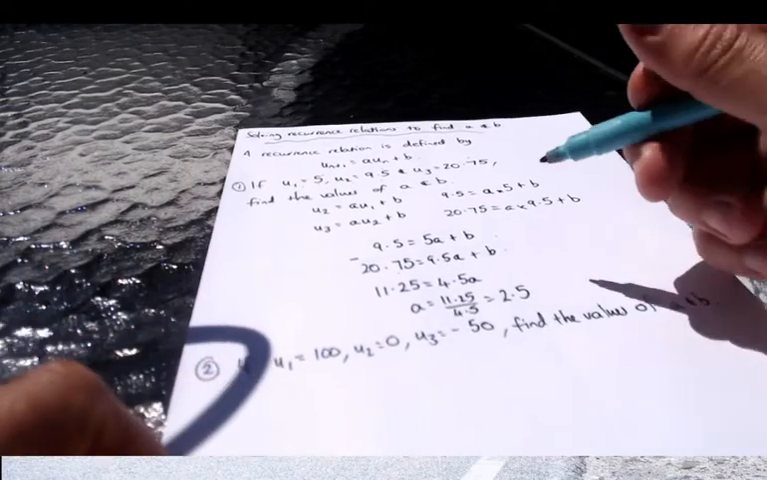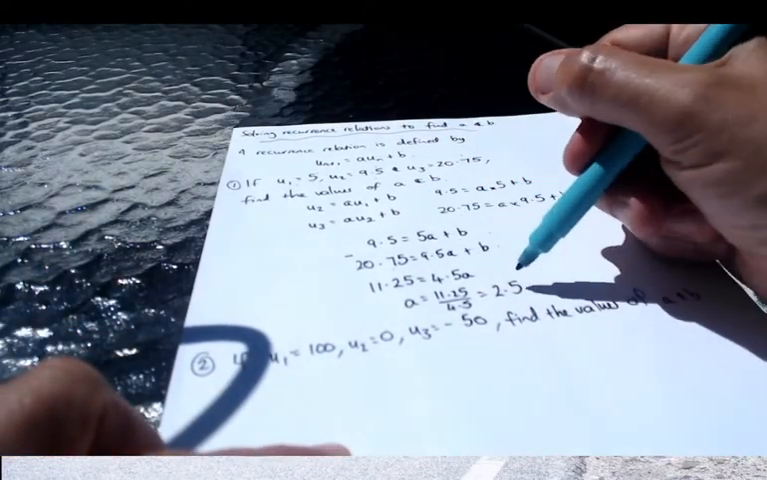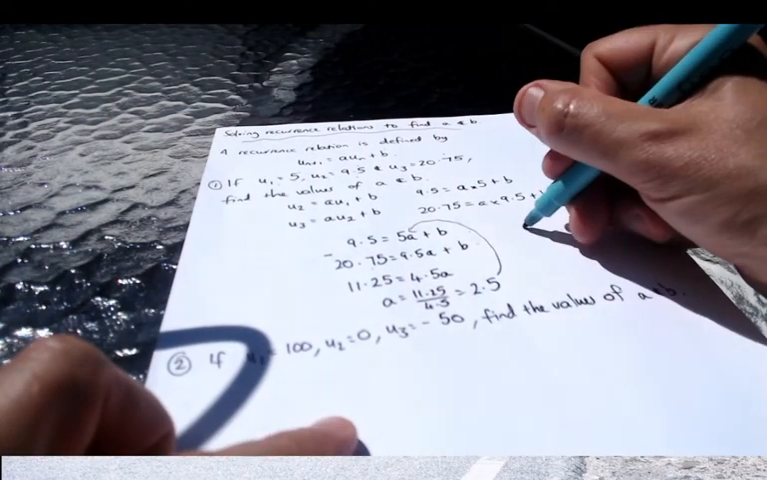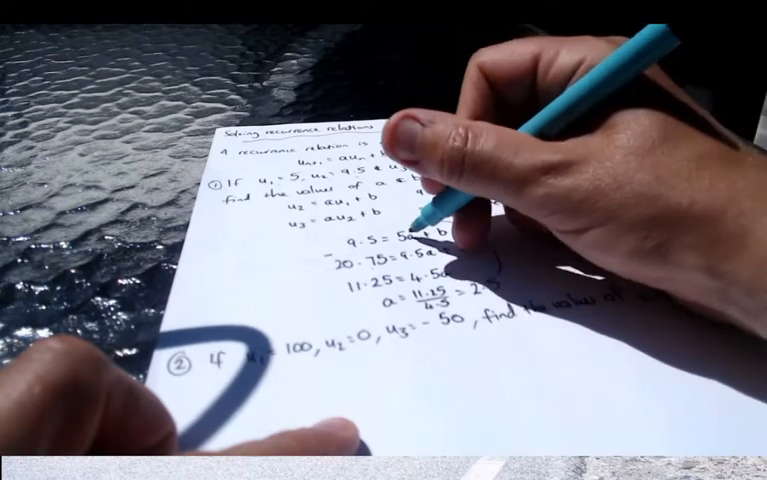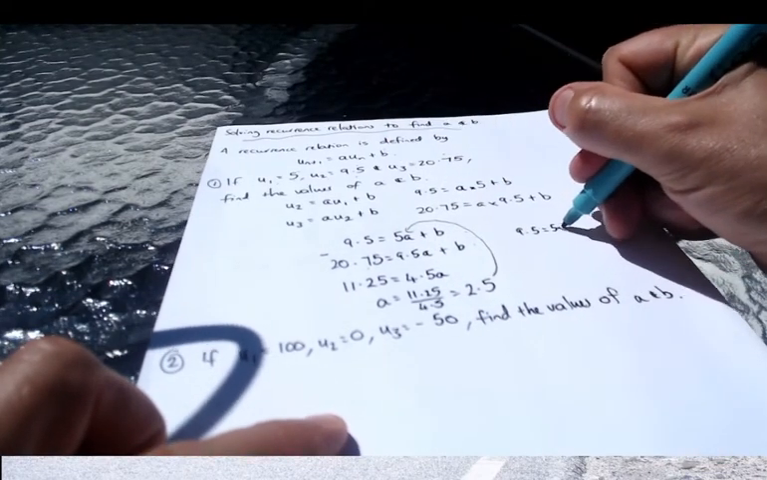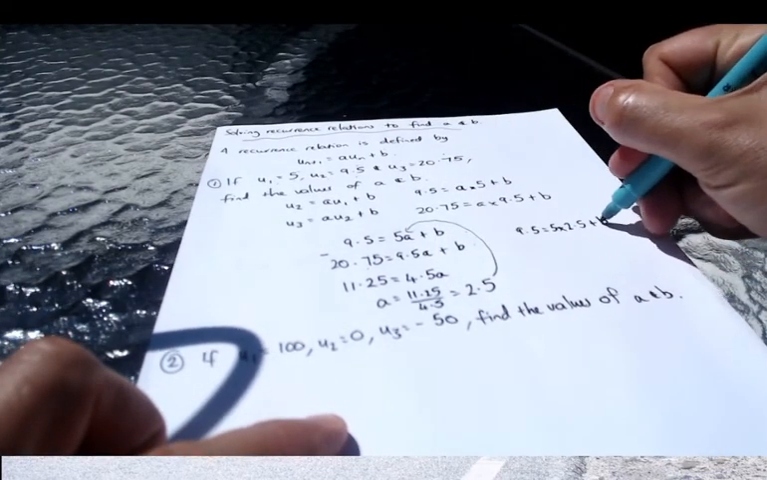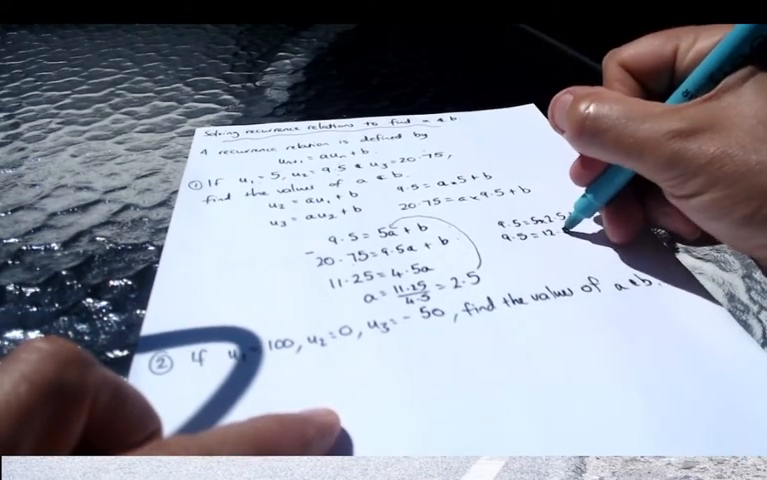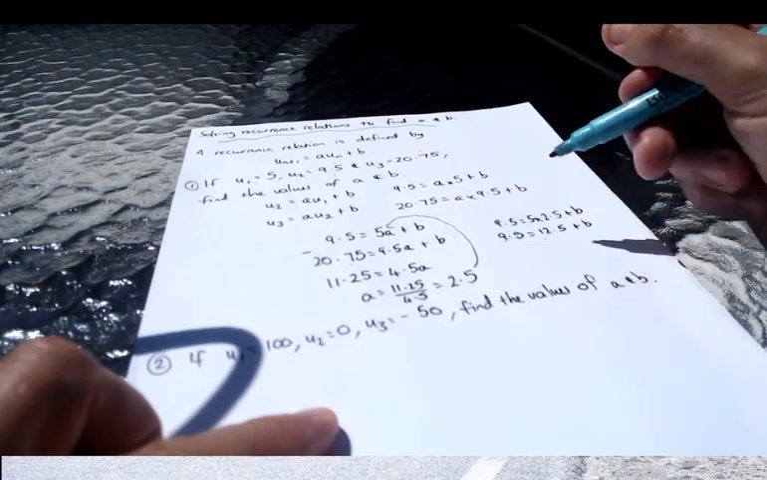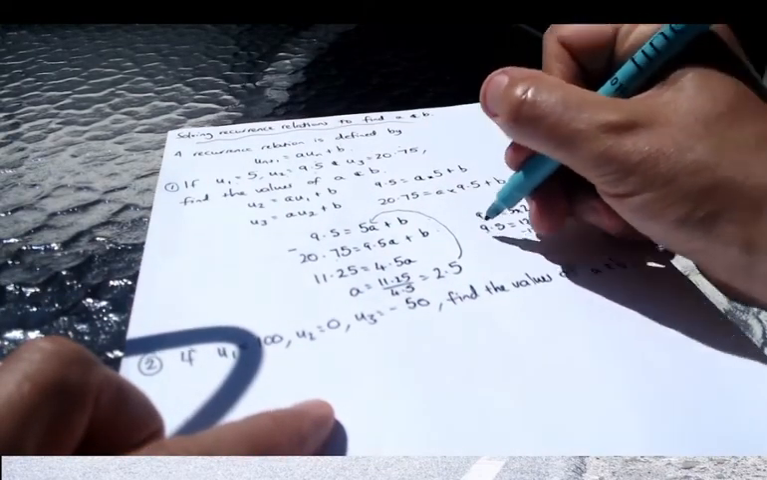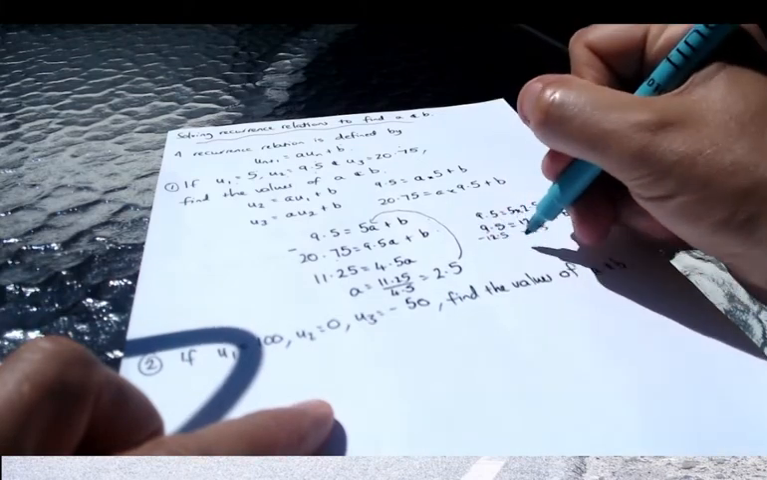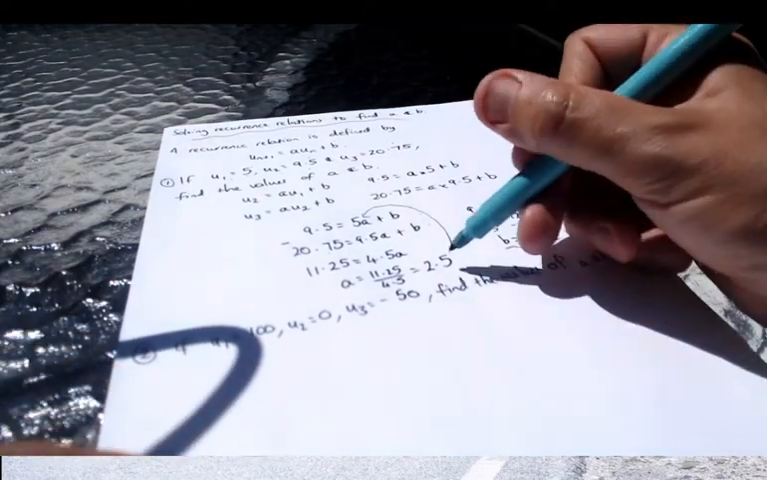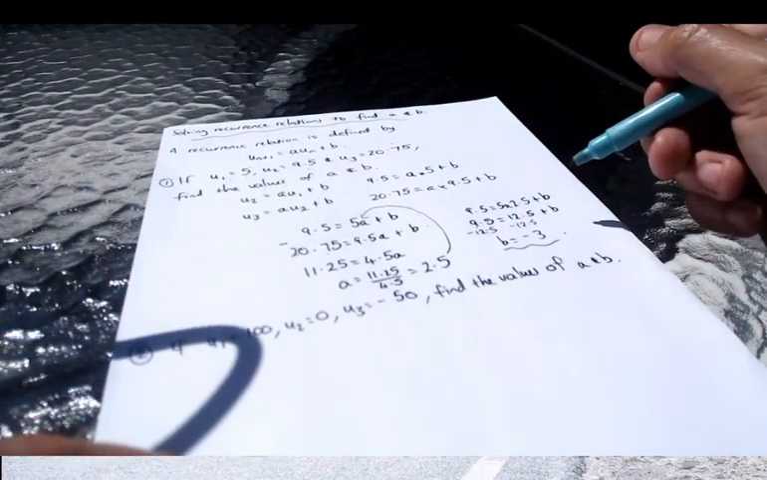And then, just like with any recurrence relation, I'm going to go back into either of these 2 equations, substitute the a value in, and work out what b is. So 9.5 equals 5 a's. If I do 5 times 2.5, that's 12.5. And then if I take 12.5 away from both sides, I get the answer that b is minus 3. So I've worked out what a is, I've worked out what b is, job done.